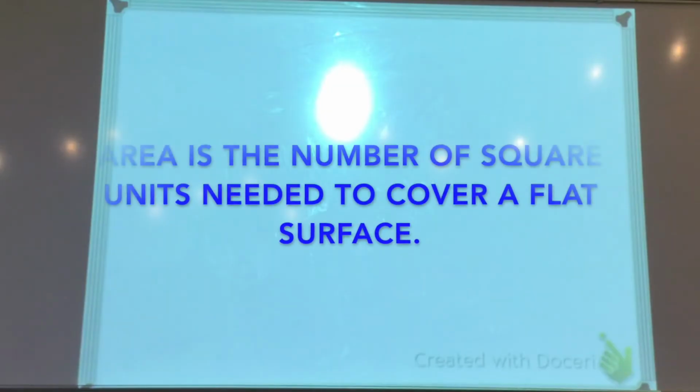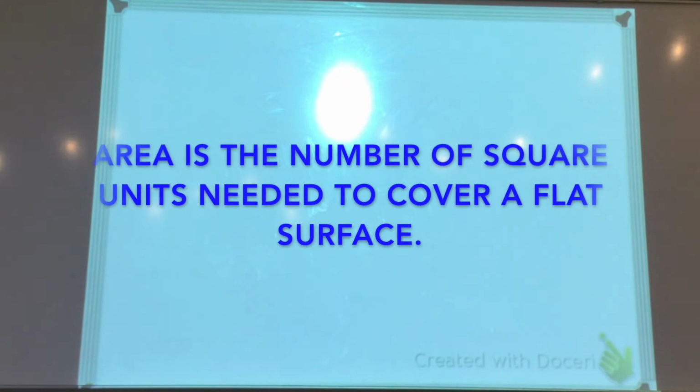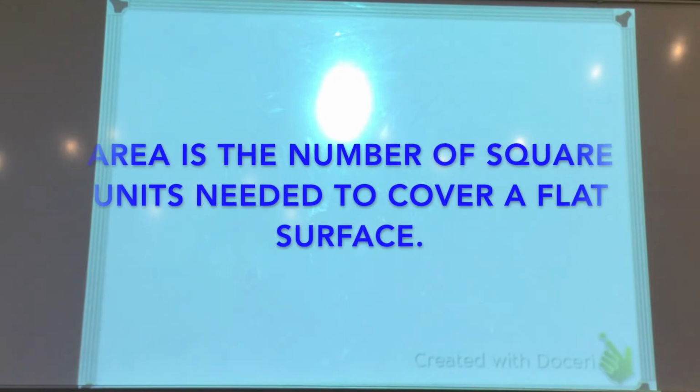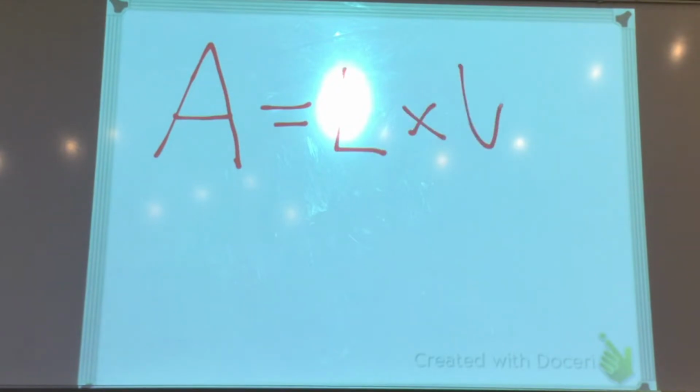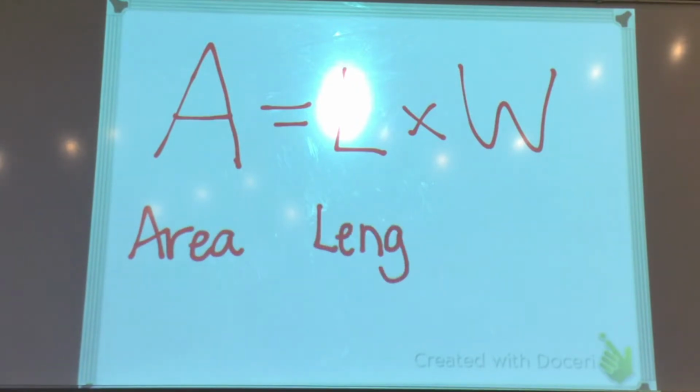Okay, area is the number of square units needed to cover a flat surface. So when we find area, we multiply length times the width. Okay, the A is for area, L is for length, and the W is for width.